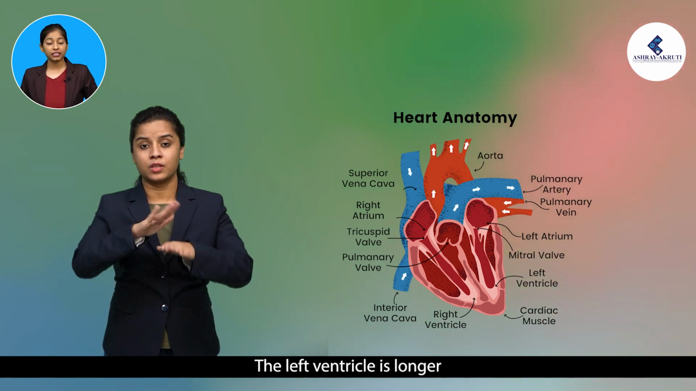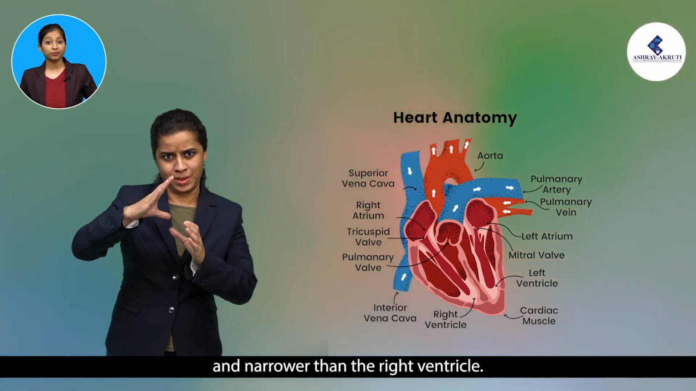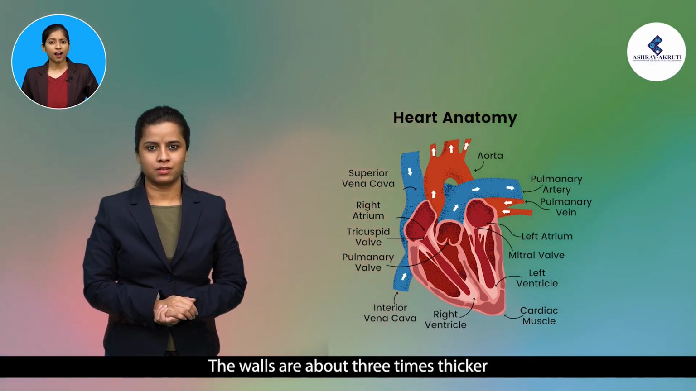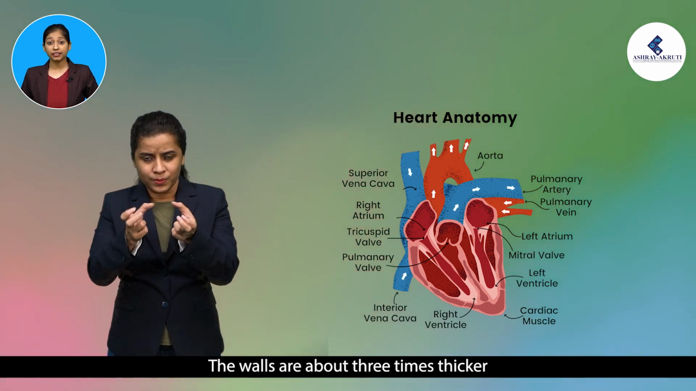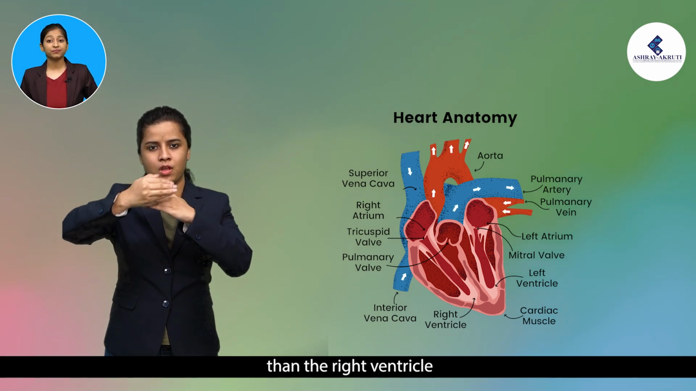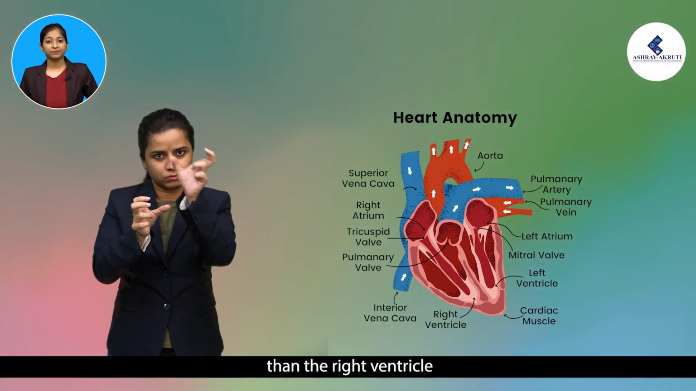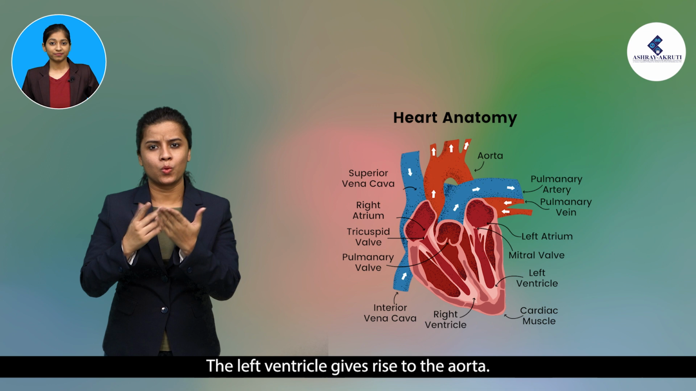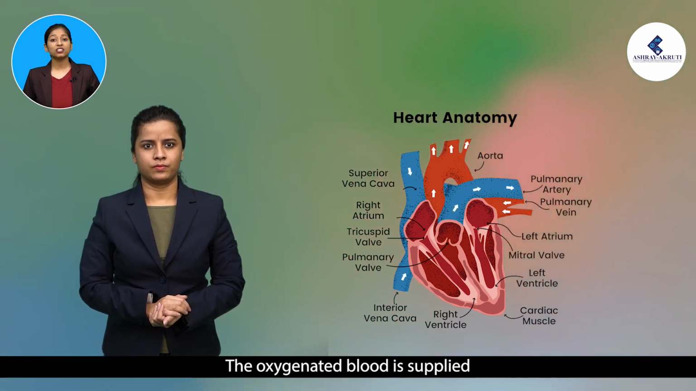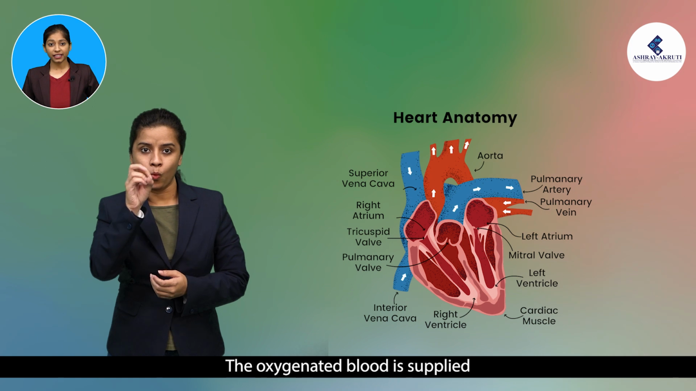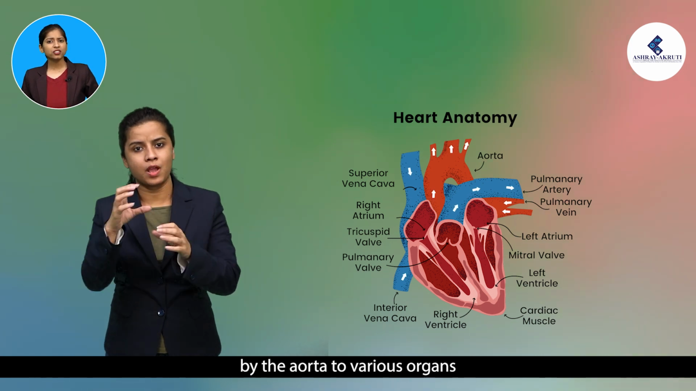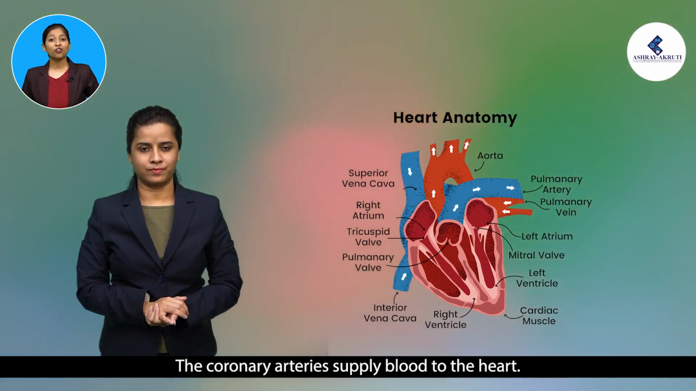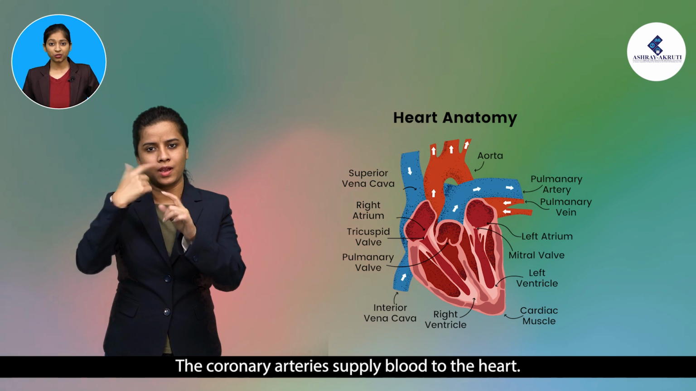The left ventricle is longer and narrower than the right ventricle. The walls are about 3 times thicker than the right ventricle. The left ventricle gives rise to the aorta. The oxygenated blood is supplied by the aorta to various organs of the body. The coronary arteries supply blood to the heart.